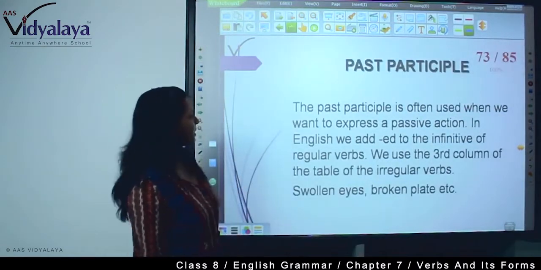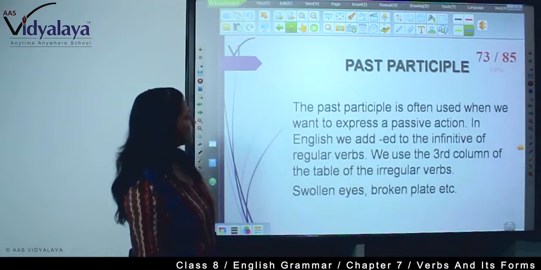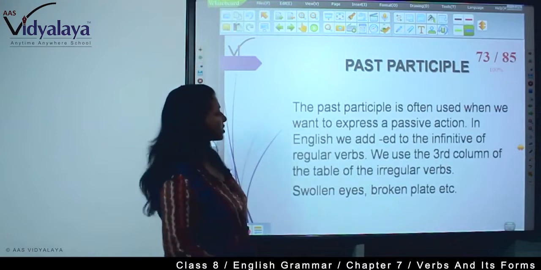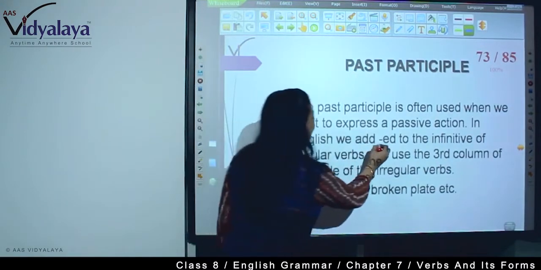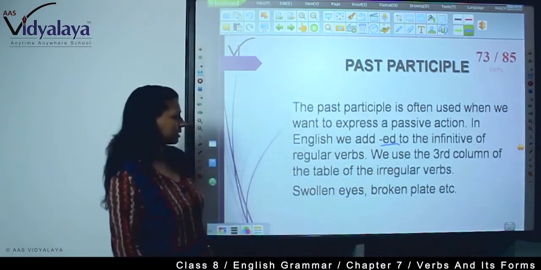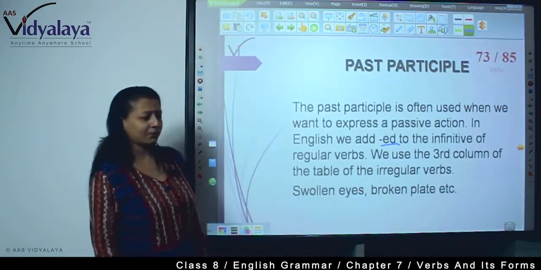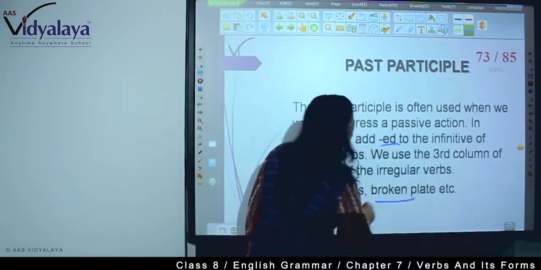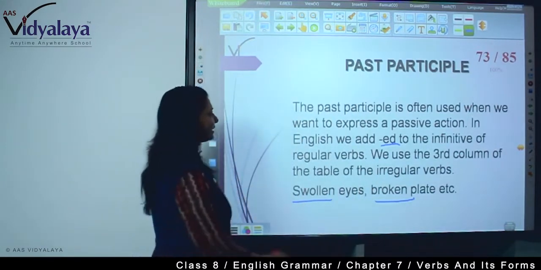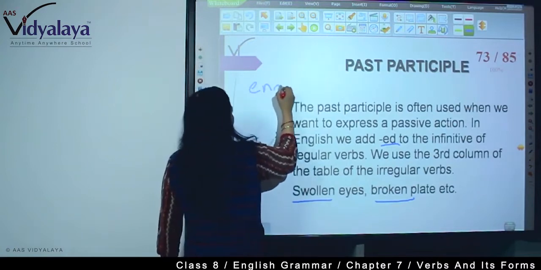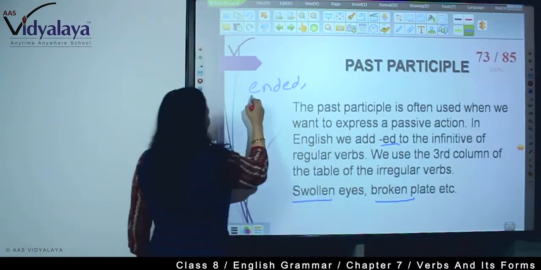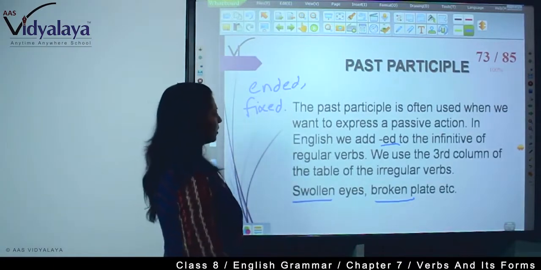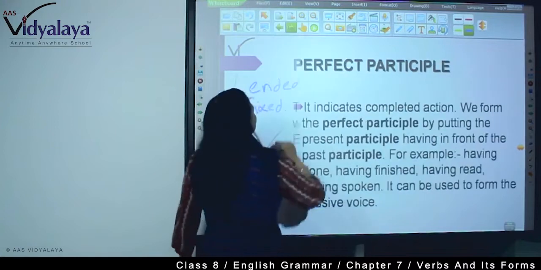Now, past participle. The past participle is often used when we want to express a passive action. There it was an active, here a passive action. In English we add ed to the infinitive of regular verbs. And we use the third column of the table of the irregular verbs. For example, swollen eyes, broken plate, etc. And ed, ended, fixed. So you are seeing these are all your past participles.